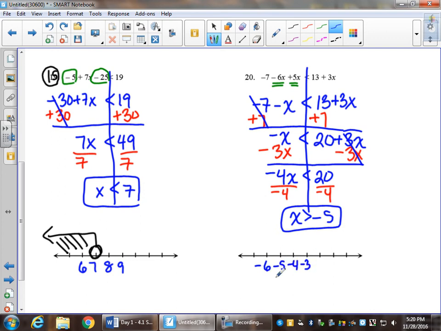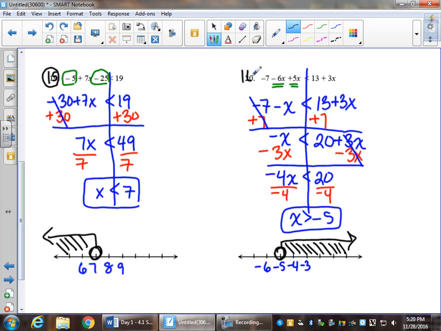Get some numbers on the number line. Open or closed on -5? That will be open on -5, and then ask yourself left or right. Well, greater than is to the right. That was 16.